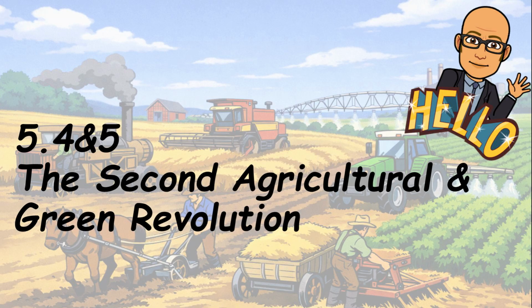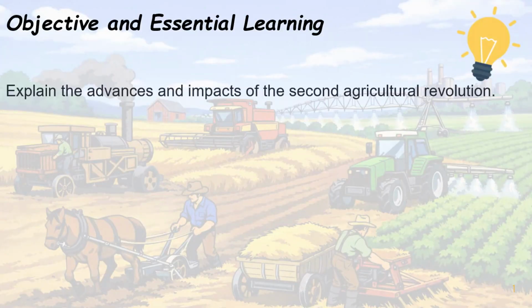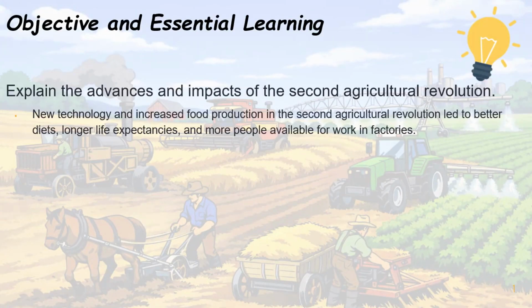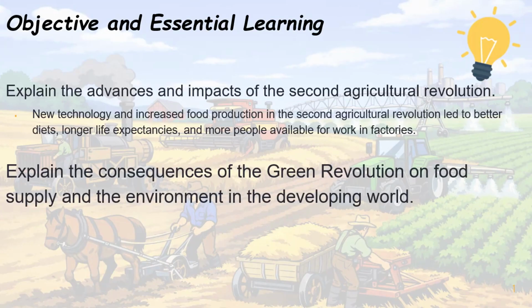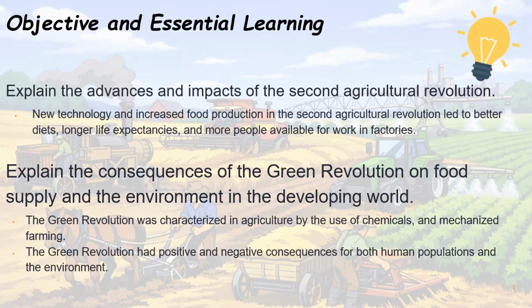Before we start breaking down all the tea, let's make sure we know exactly what you're expected to master by the end of this lesson. By the end of this lesson, you are not just knowing stuff. You are explaining it like a geography mastermind. First, you need to explain the advances and impacts of the second agricultural revolution.